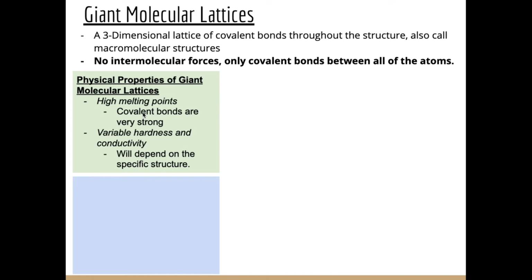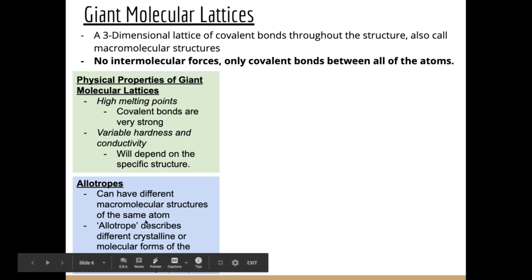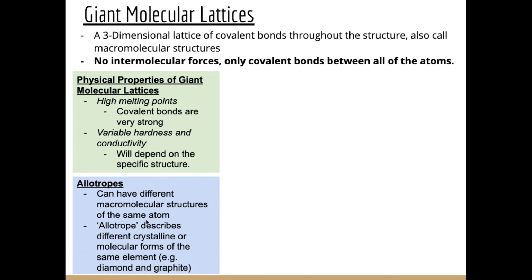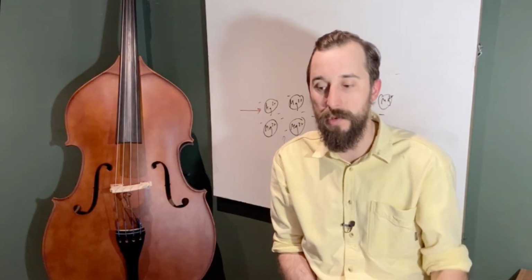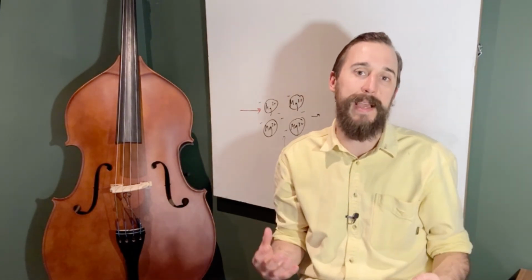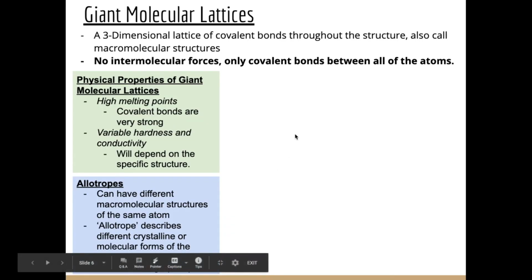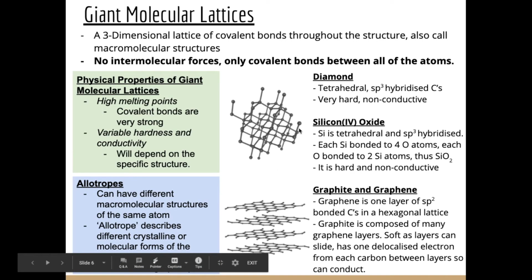The hardness and conductivity will vary, and that depends on the specific structure, and we're going to look at a few specific structures in just a moment. But we do need to introduce a new piece of vocabulary, which is the word allotropes. We can have different macromolecular structures of the same atom. The word allotrope describes the different crystalline or molecular forms of the same element. For example, diamond and graphite are both just carbon atoms. They're just bonded in different ways. So we would say that diamond and graphite are allotropes of one another. Let's look at some of these macromolecular structures.